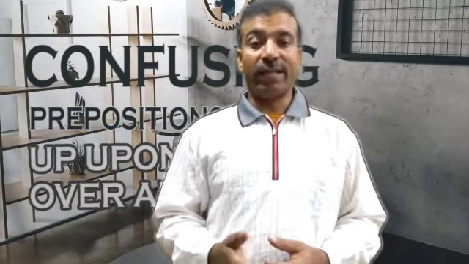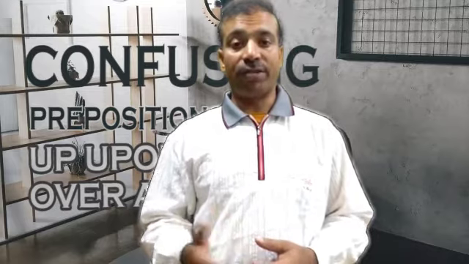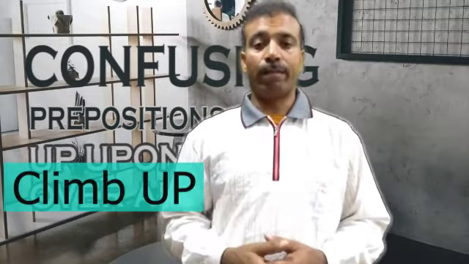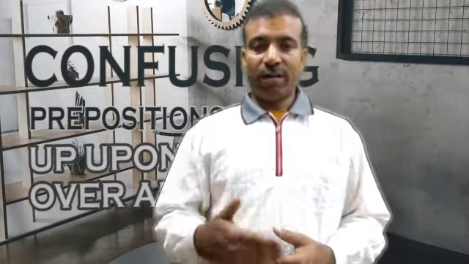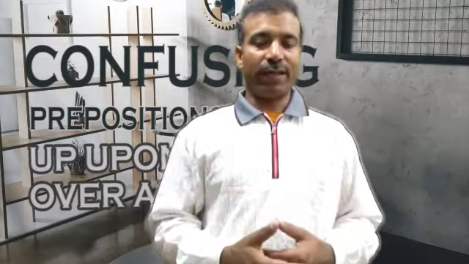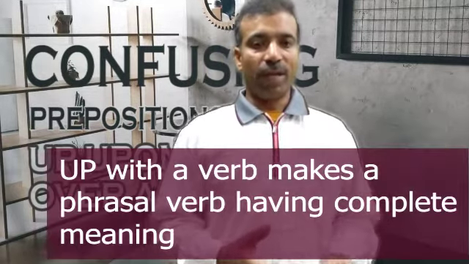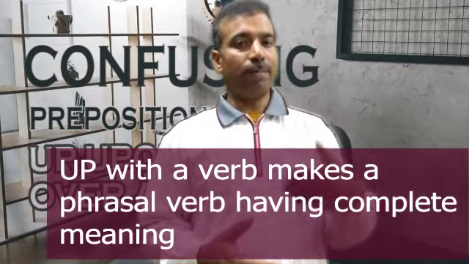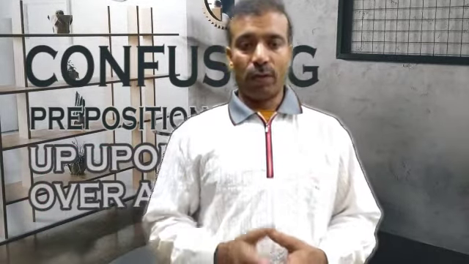In this way, I can say I can climb up the tree. Here, up is showing upward direction again, come up. So it has a very different meaning. In conclusion, in a nutshell, we can say up is a preposition that can be used with some verbs. It makes a phrasal verb which has a completely different meaning as compared to other prepositions. So let's go to upon then.